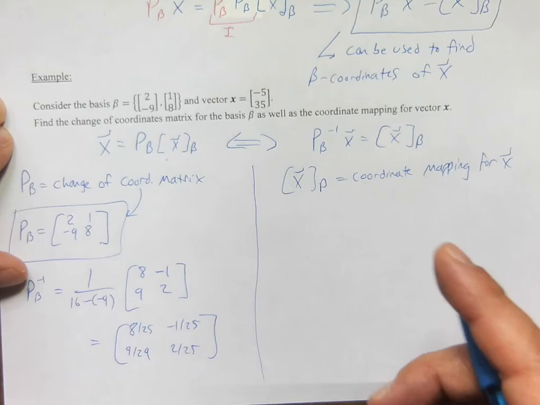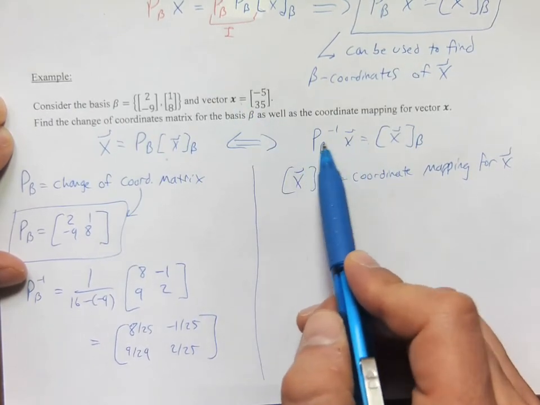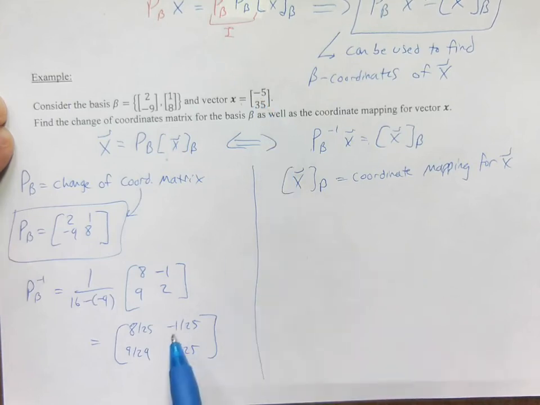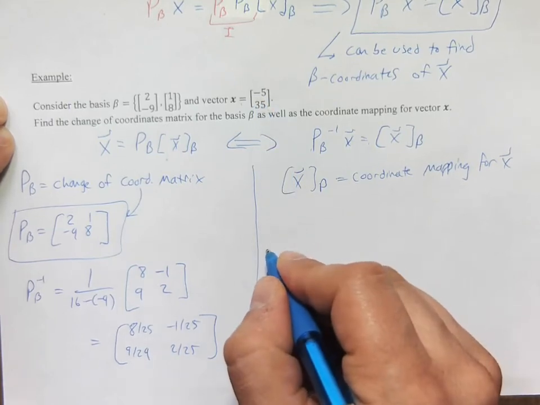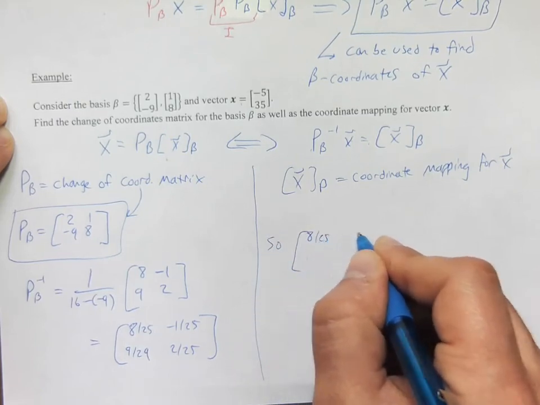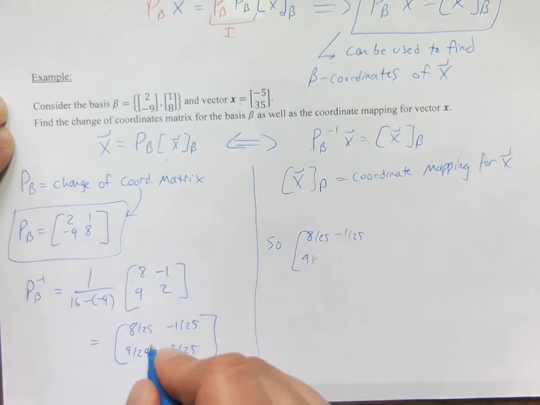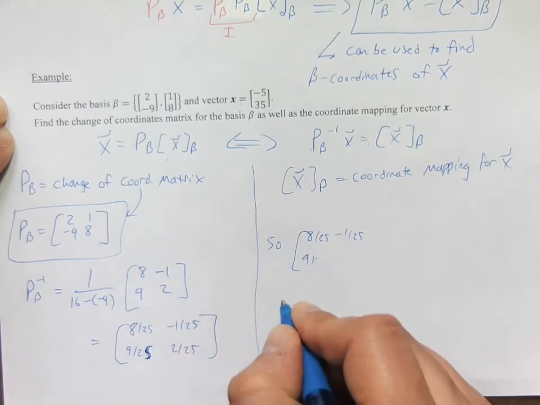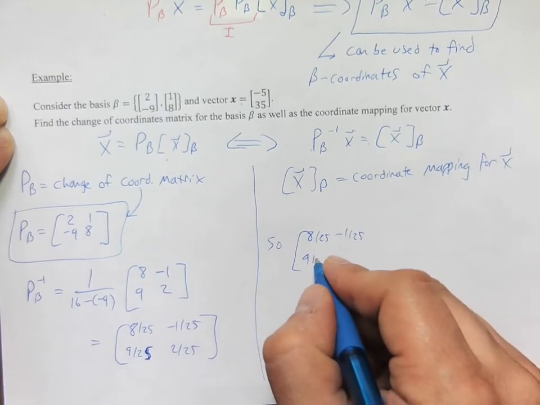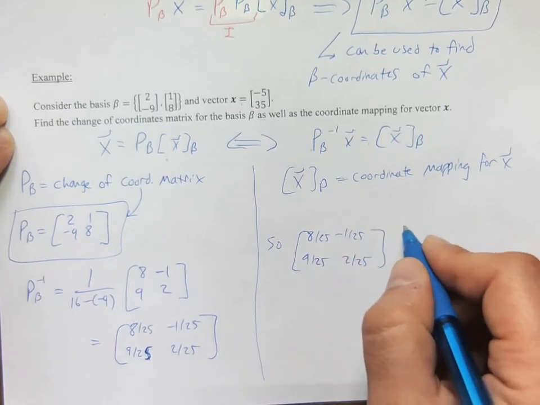And so all we need to do to find this is multiply x on the left by the inverse. Right? So we're going to take this x, multiply it on the left by the inverse, and then we'll find the coordinate mapping. So we do 8 over 25, minus 1 over 25, 9 over 25, 2 over 25, and we're going to multiply it on the left by x.